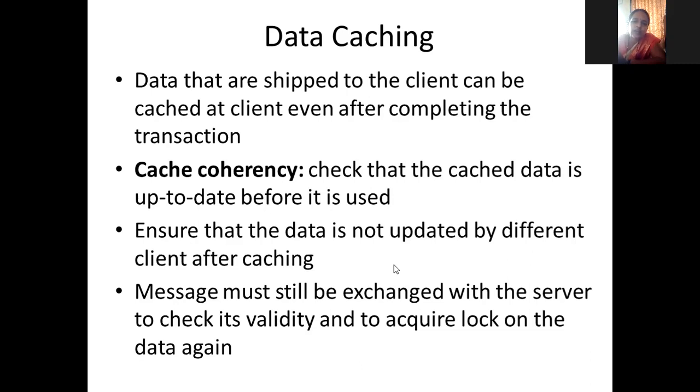Suppose another client can be using the same data and they can modify that data. But in your cache that modification is not there. So at that time, a cache coherency problem occurs. So ensure that the data is not updated by a different client after caching.